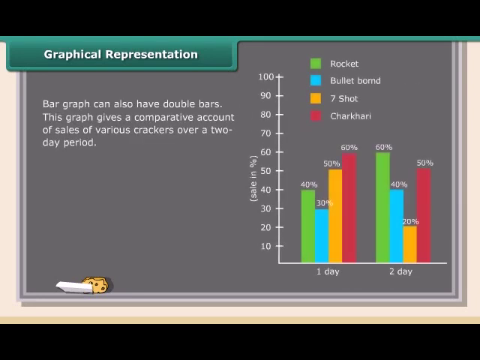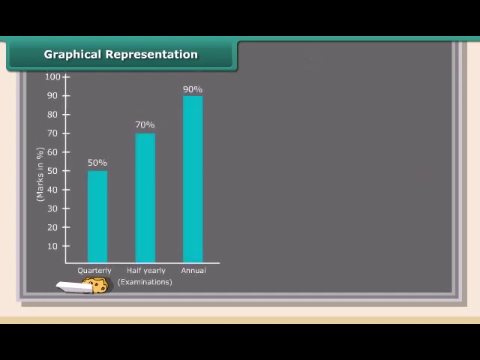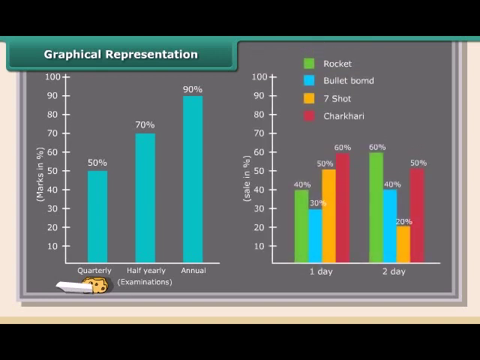A bar graph can also have double bars. This graph gives a comparative account of sales of various crackers over a 2-day period. From the above graphs, the first graph shows the comparison of 3 examinations of a student. The second graph shows the sales of 4 varieties of crackers in 2 days.